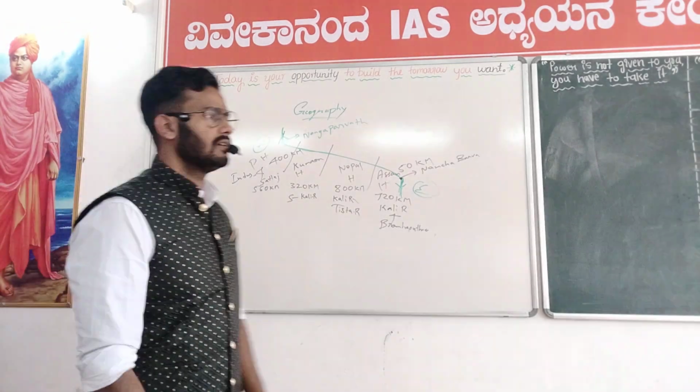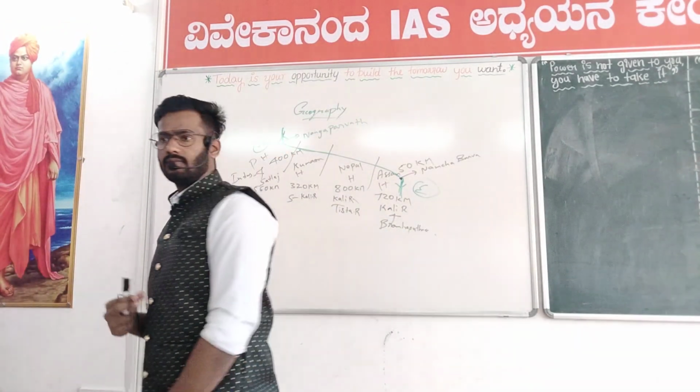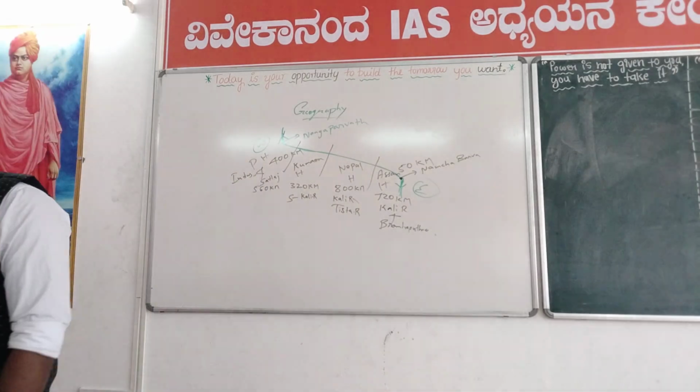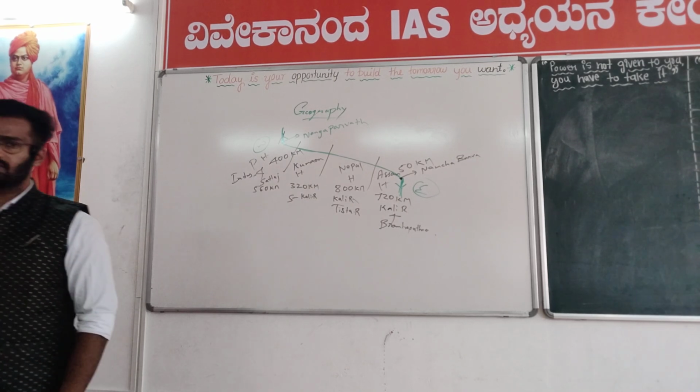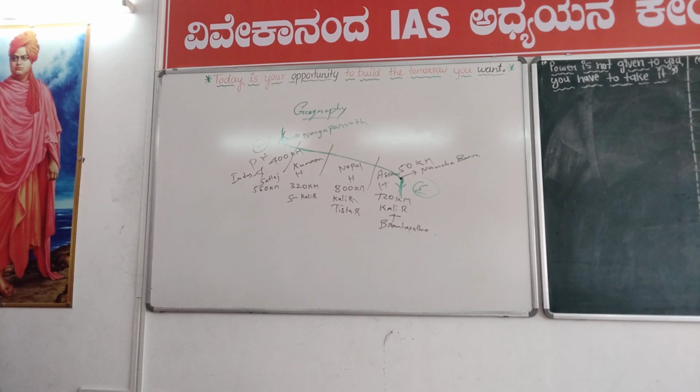Himalayas are continuous one or discontinuous? No, it is a continuous one. Small breakages are there, but it is continuous only. Small breakages to pass some of the rivers.